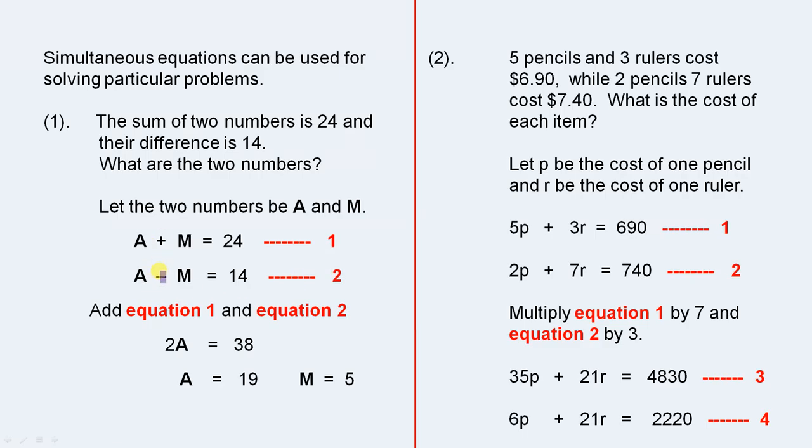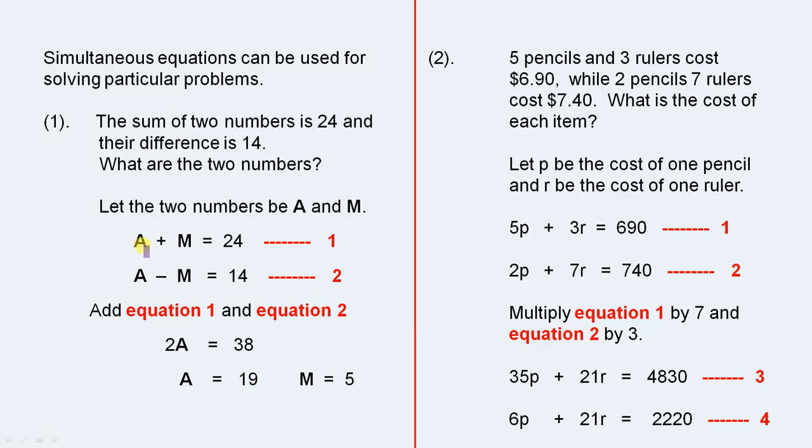Because we have a plus and a minus, we can use the elimination method to eliminate the m. So add equation 1 and equation 2 together. a plus a is 2a. 24 plus 14 is 38. So 2a equals 38. Therefore a must be 19. So the first number is 19.